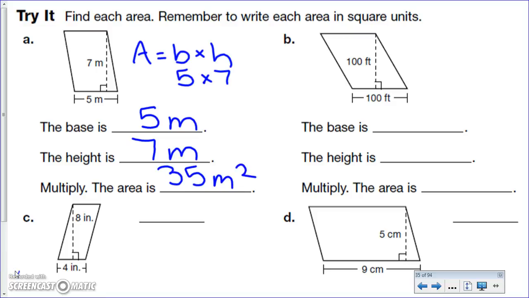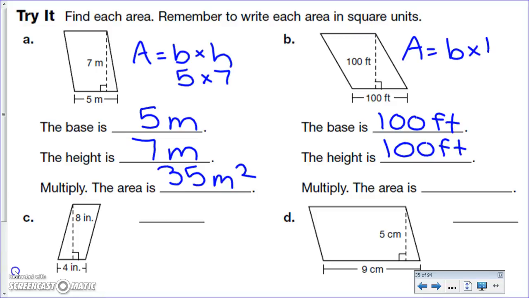On the second parallelogram, we know the base is 100 feet. And we know that the height is also 100 feet. So base times height. So 100 times 100, so we know 1 times 1 is 1, so we're going to put that down first, followed by the 4 zeros, 2 from each 100. We're going to put in our comma, and then we're going to add our unit, feet squared.